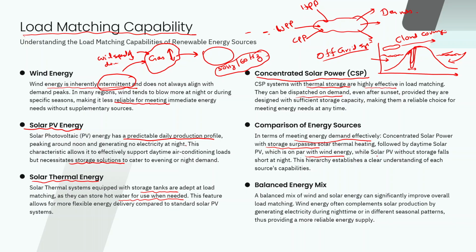And you have also seen that it's obvious that the solar PV system without storage will fall short at night, right? And so on. So different technologies have different load matching capabilities, right? So the intermittent nature of the wind and solar, we have to incorporate in here when we are looking at whether we can match the loads and how well we can match the load.